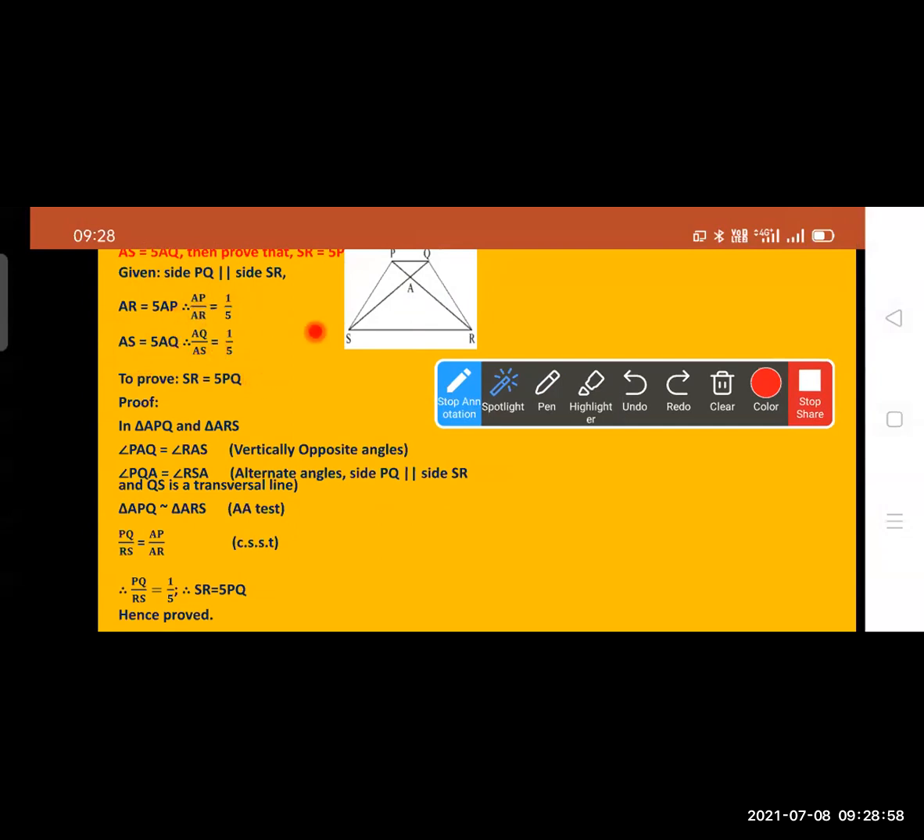So here we want to prove that SR is 5 times PQ. So first we take these two triangles. Which two triangles? PAQ and SAR. Now vertical opposite angle, this one. Yes, first condition. Now these two triangles are in condition. Two lines are parallel and this line is the transversal.